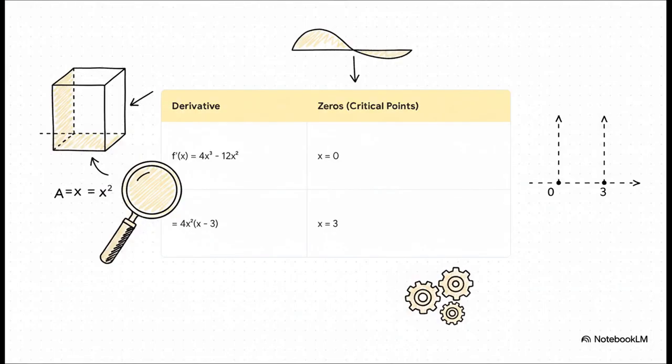All right, let's apply this to our function. We take the derivative and we get 4x cubed minus 12x squared. Now, to find those flat spots, we just set this whole thing equal to 0. After a little bit of factoring, you can see this only happens when x is 0 and when x is 3. Boom! These are our two critical points.